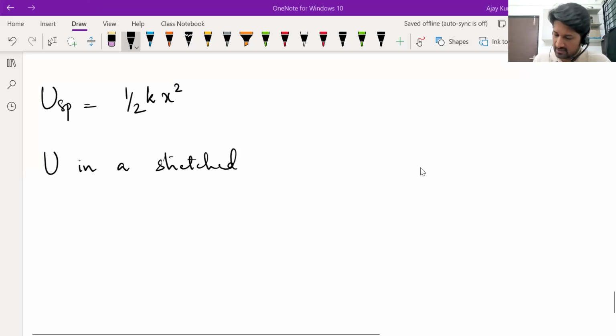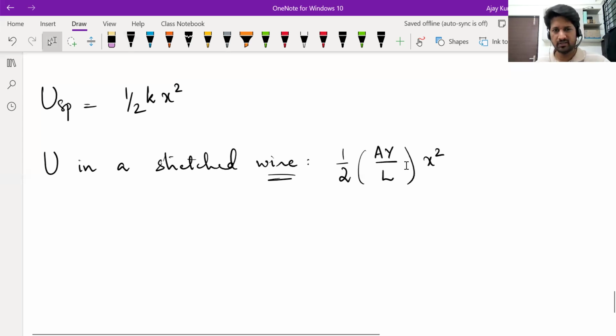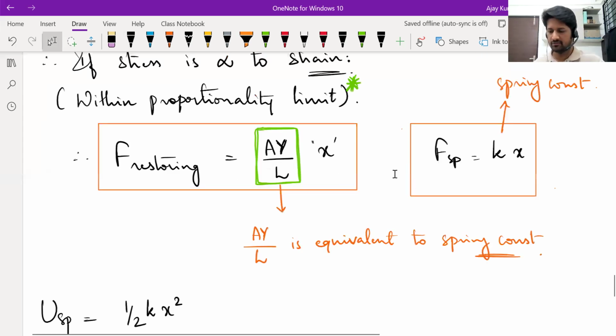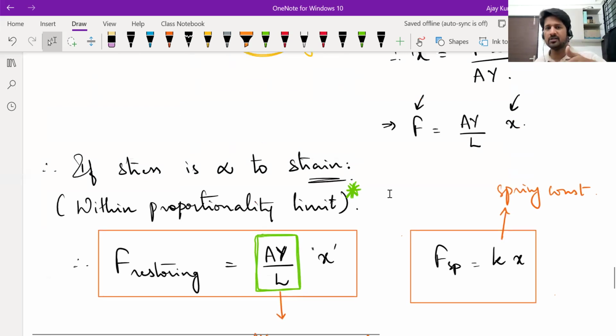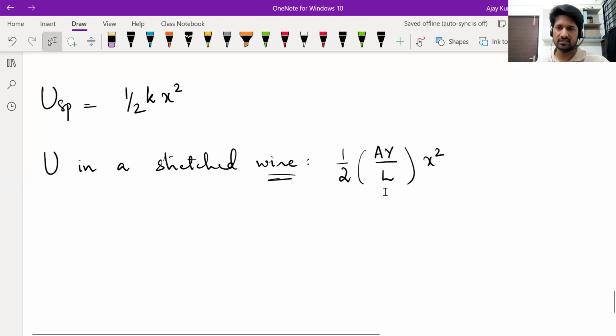So, potential energy in a stretched wire, you can express it this way: half, what is the spring constant of a stretched wire? AY by L, multiplied with x square, where x is the elongation in the wire. Simple. Okay. So first we discussed how a stretched wire is similar to a spring. Then we are directly using the spring potential energy formula to tell the potential energy in a stretched wire.